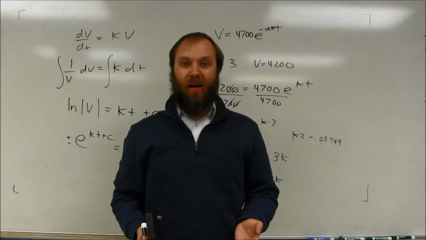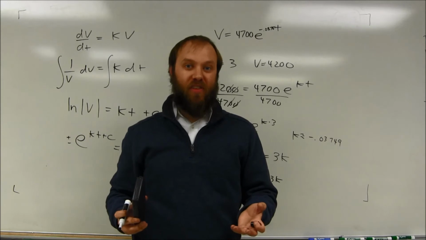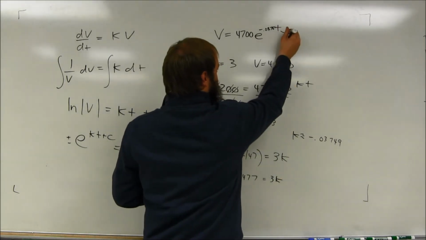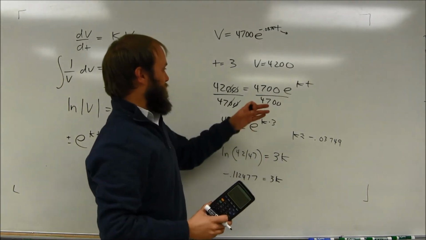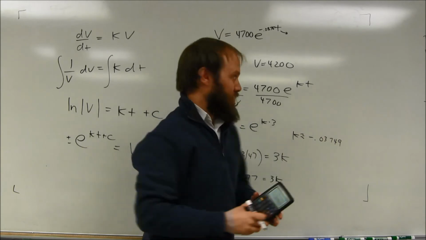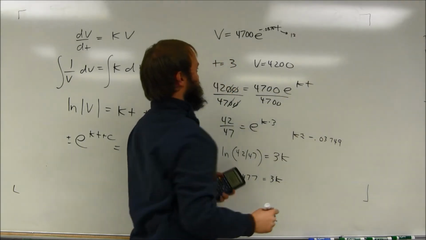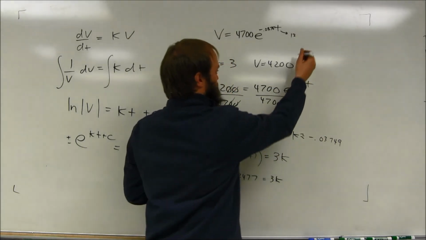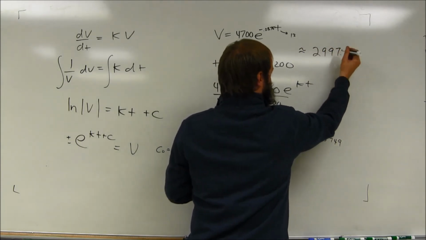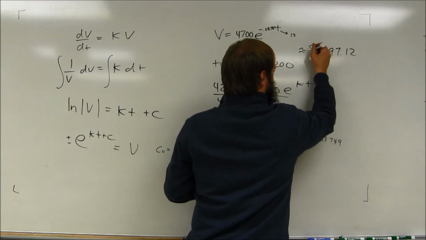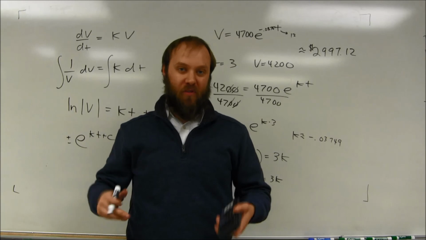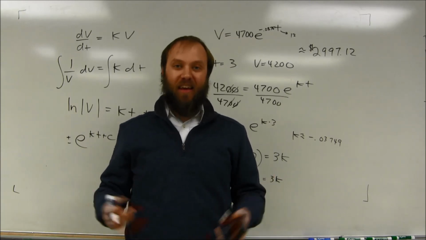Now, there's a later part of the problem, for example, that asks what happens to the value of the car after 1 year. Well, after 1 year, the way I set it up, I had the 4,700 being the original value. So 1 year would be 12 months after that. And you can substitute that in. You get approximately $2,997.12. So different things, once you get that actual equation set up, you can start to substitute other values and get other solutions.